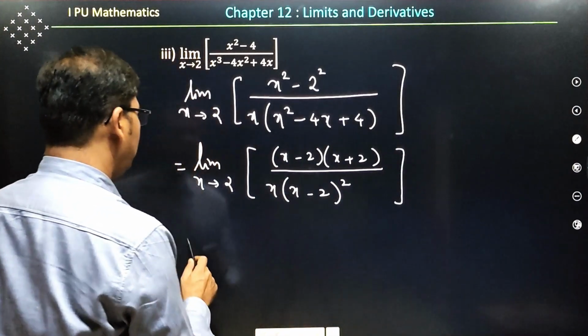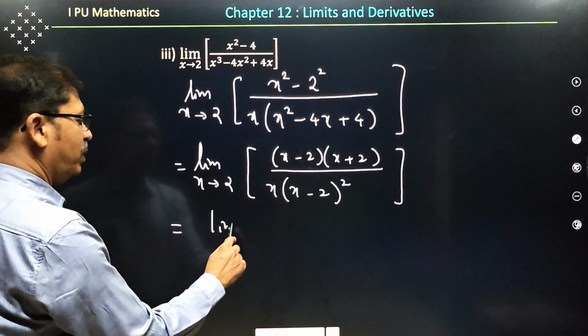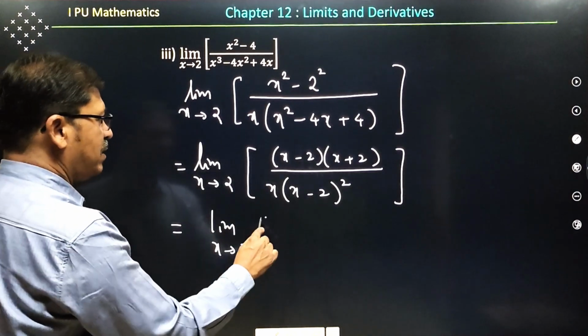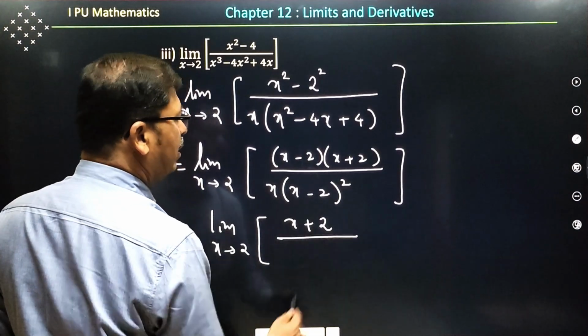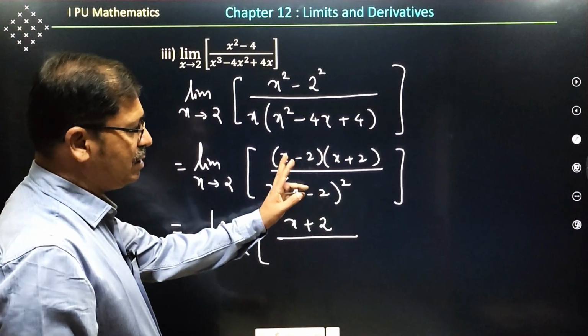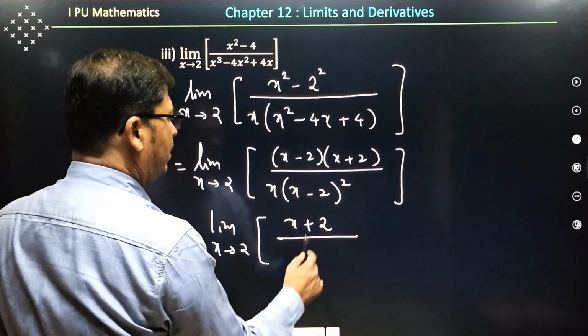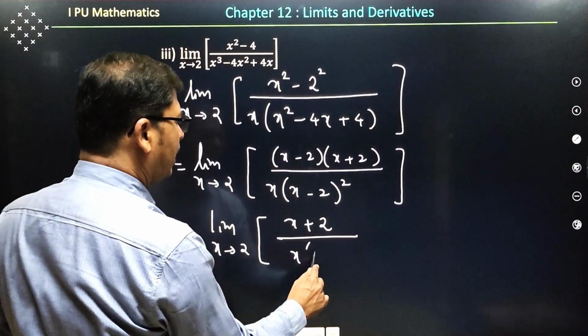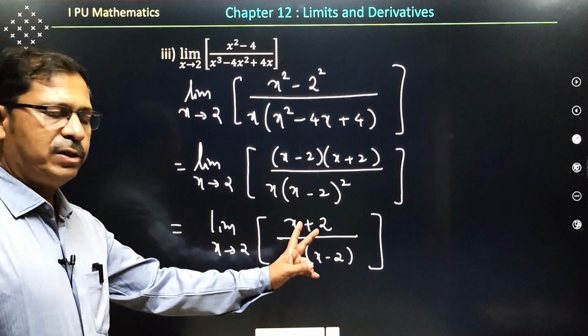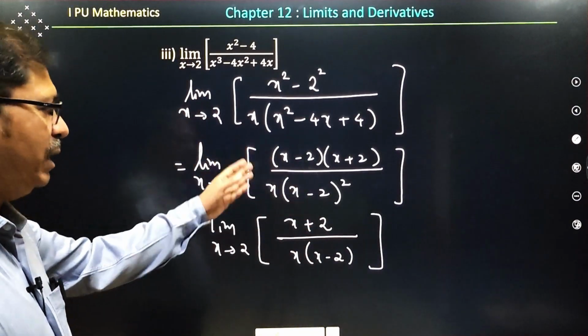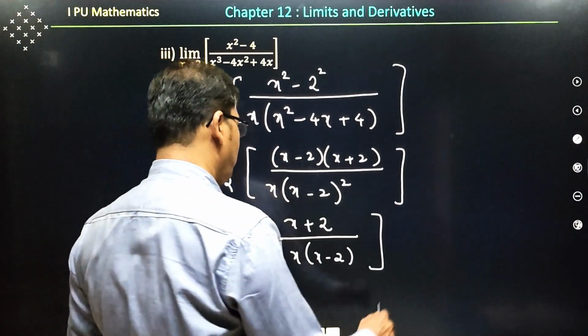So one of the terms x minus 2 from the numerator gets cancelled here. x tends to 2. x plus 2 remains in the numerator, divided by x into bracket x minus 2, since one of the terms cancels. One term of x minus 2 from the denominator will cancel with the numerator term. And then you substitute now at this stage.